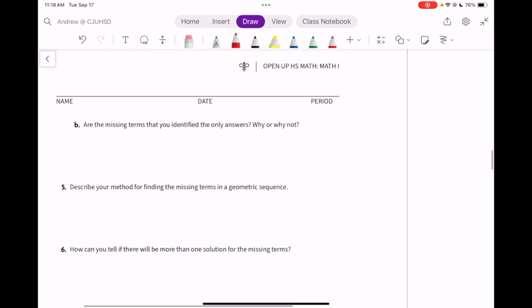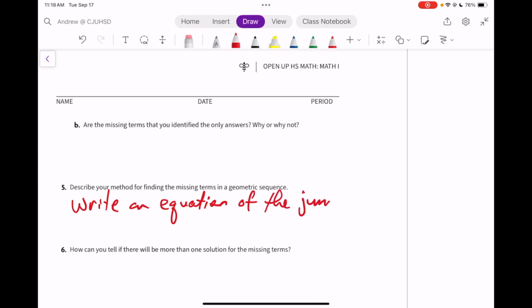Okay, so describe your method for finding the missing terms. Okay, so write an equation of the jumps from the beginning to the end.